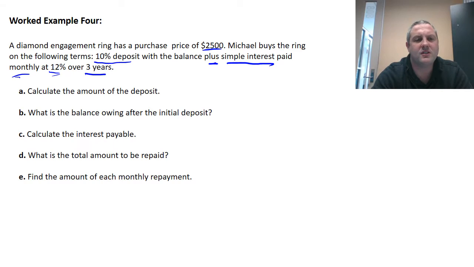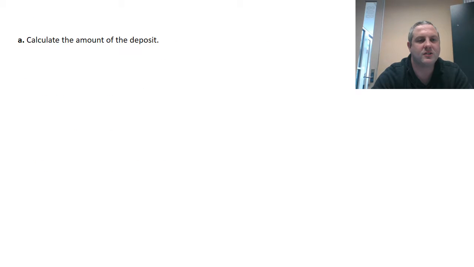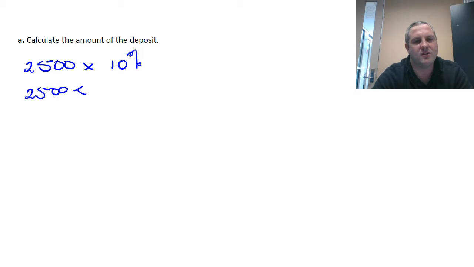So the first thing says calculate the amount of deposit. B is what is the balance owing after the initial deposit. C, calculate the interest payable. D, what is the total amount to be repaid, and E, find each monthly repayment. So we're going to do that step by step. So the first part is calculate the total amount of deposit. Now we've got $2,500, and basically we're going to times it by 10%. So the way you're going to write that is times by 0.1. When you work it out, 10% of 2,500 is $250. So that's how much you're going to deposit first.